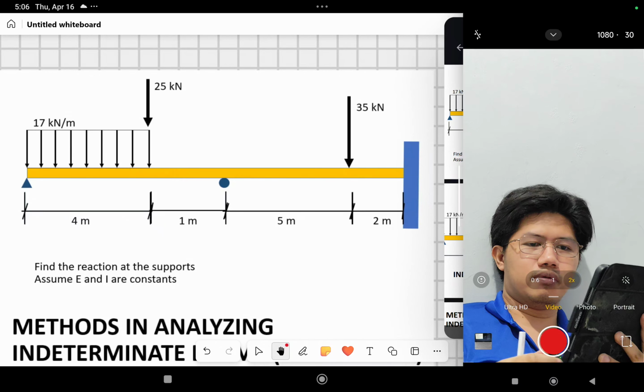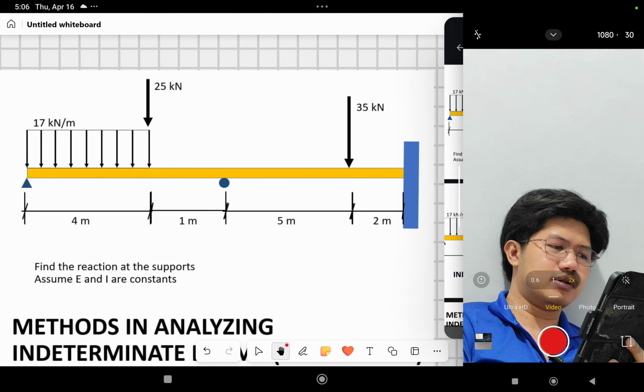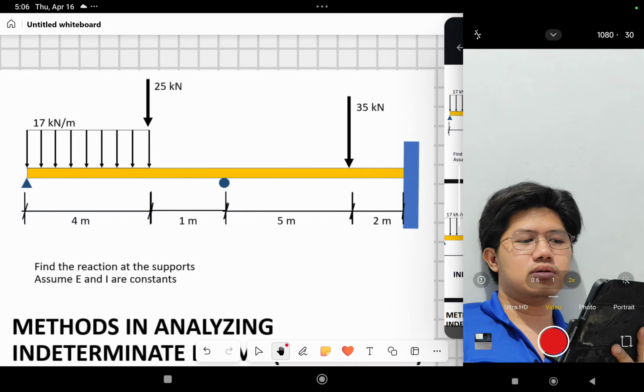Okay, so hello everyone. So let me discuss this next topic for our final term. Okay, so let's start with an example problem.